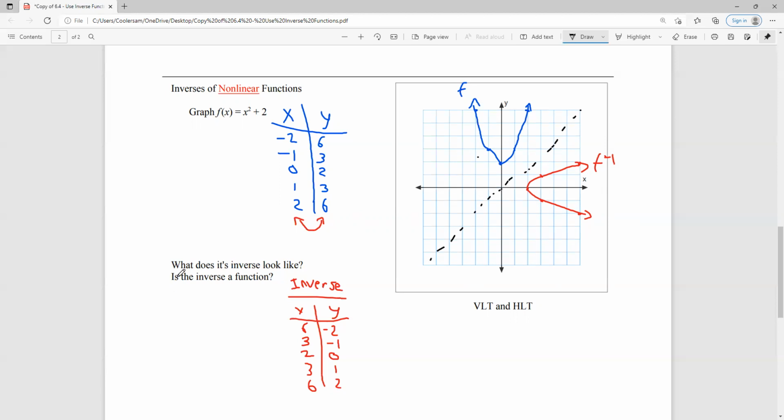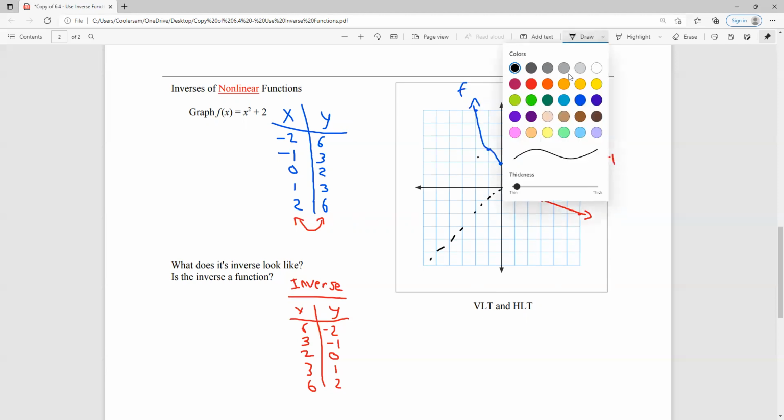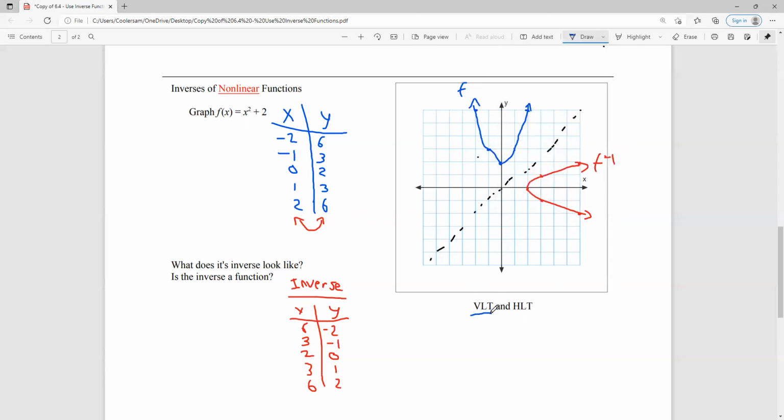So now this question asks, is the inverse a function? To test whether or not this inverse is a function using a graph, we have a couple of options. We have the VLT and the HLT. The VLT stands for vertical line test. I'm actually going to write this out because it's better to do that. Okay, so it's the vertical line test.